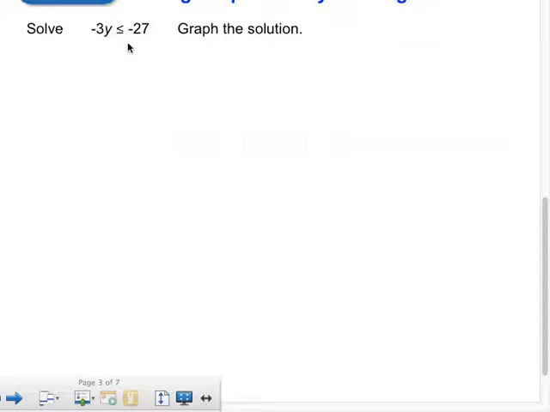To undo that, I divide both sides by negative 3. Now, if we divide both sides by negative 3, I have to do something to my inequality because negative 3 is not a positive number. So take a look. Look what happened to my inequality. You guys see that?